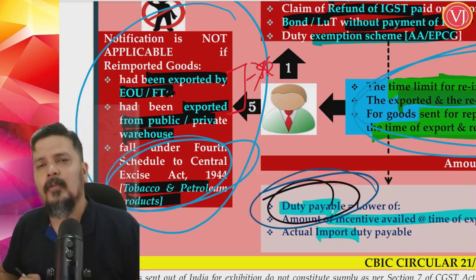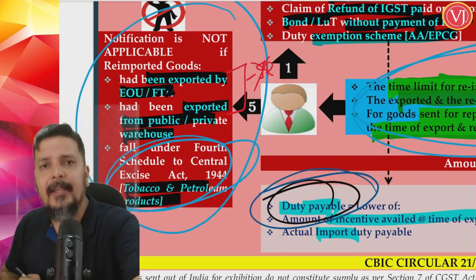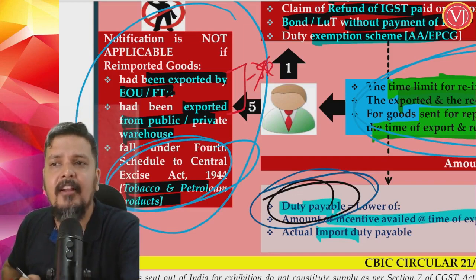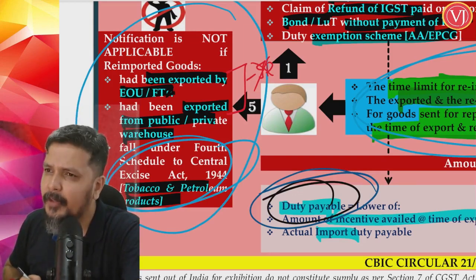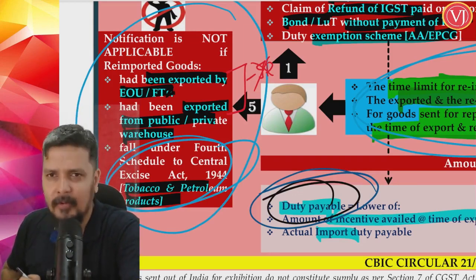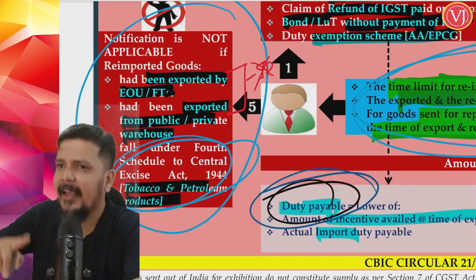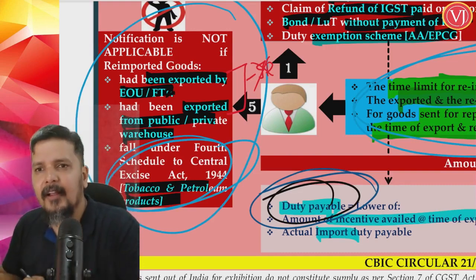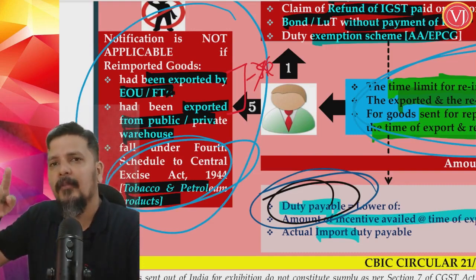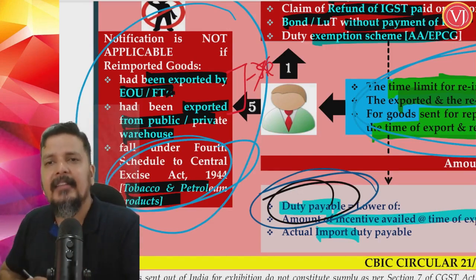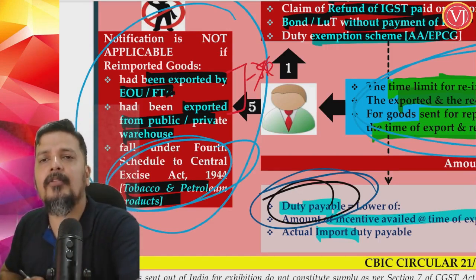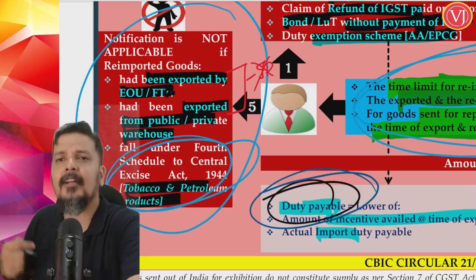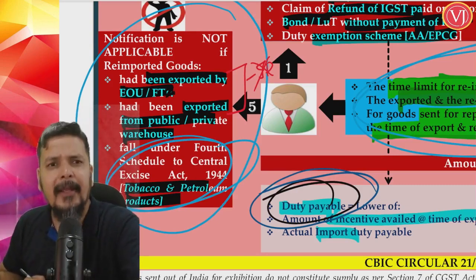Any of these exemptions? No. Another example. Initially, I imported the goods and kept them in a public warehouse or private warehouse. Did I pay the duty? No. Did I clear the goods? No. There was some problem, so I sent it back outside India. After the work was done, I imported it back. This time I did not take the goods to a warehouse. I cleared the goods for home consumption. Should I pay import duty? Yes. Full import duty? Yes.